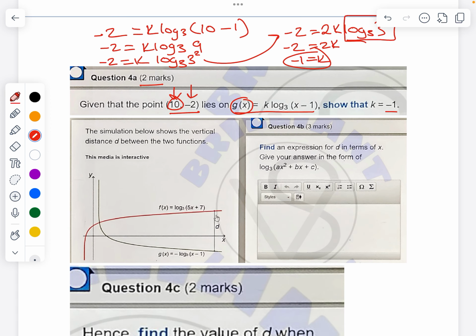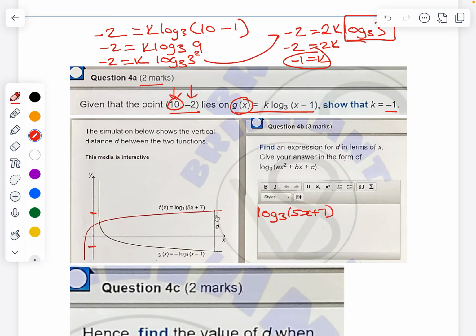Okay? So then the next question says, now that we can have a little look at the graph, we can show that we have 2 functions and we have d is for the distance. D is for the distance and it wants us to write an expression for d in terms of x. So what I'm going to do is, I know these 2 values here. If I subtract them, it should get me what the distance actually is. So that's what I'm going to do.